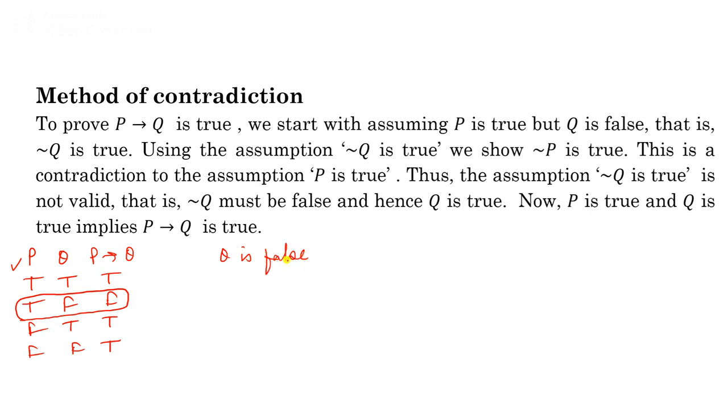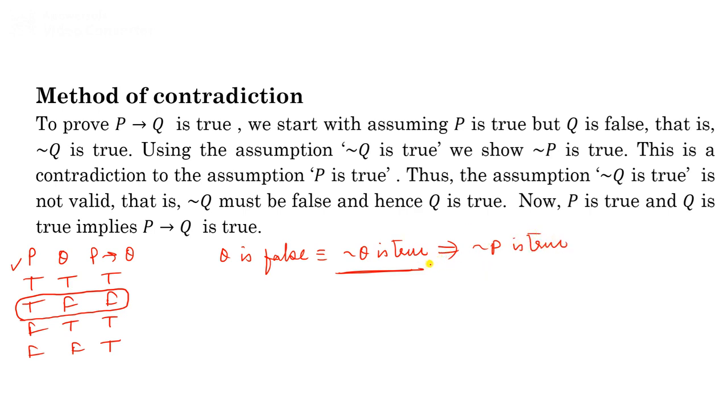Q is false means negation Q is true. Now taking this negation Q is true as the base, we will show negation P is true. How can we show this?